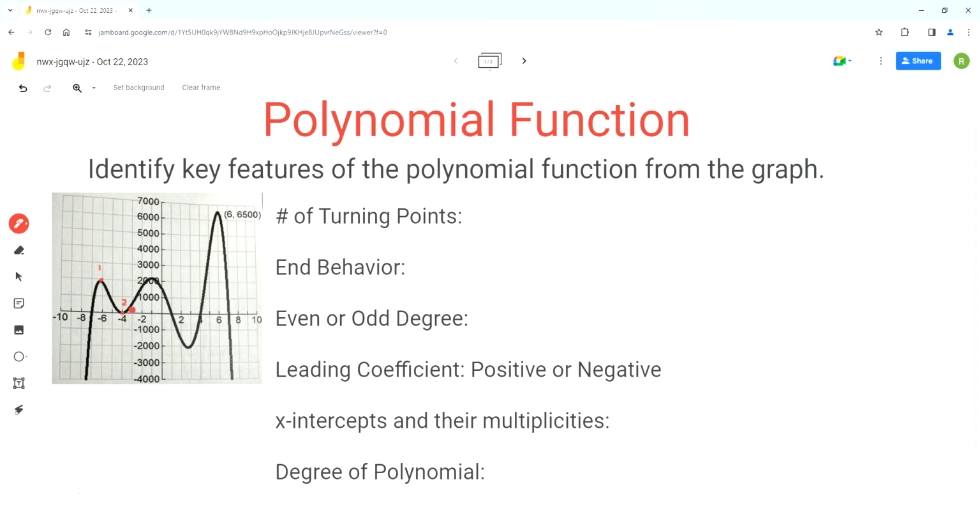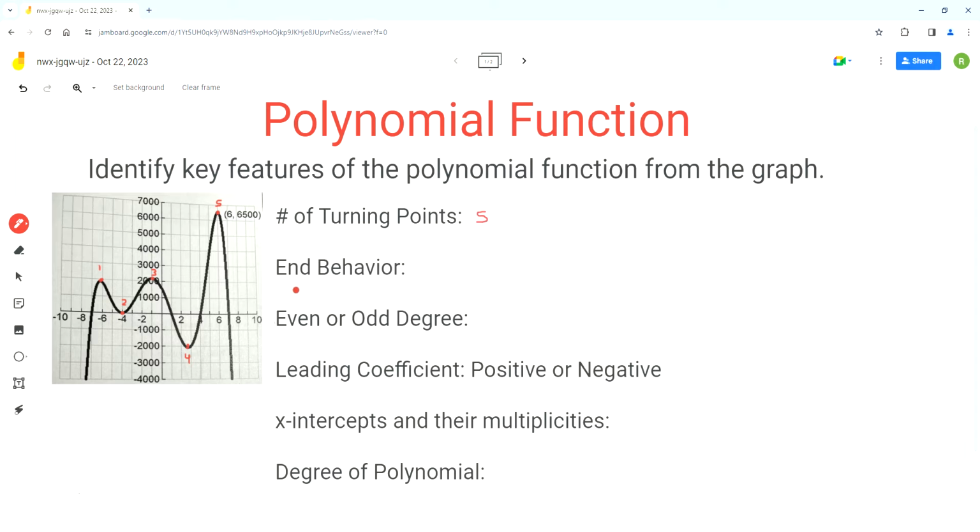And then it starts going up and then it turns back down again. So this is our third turning point. And then it starts going down and then again turns back up at this point. So this is our fourth turning point. And then it starts going up and it reaches the top and turns back. So this is our fifth turning point. So in total, this graph has 5 turning points.